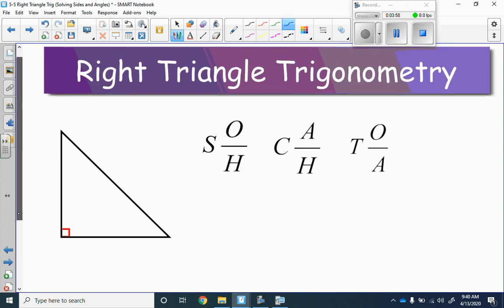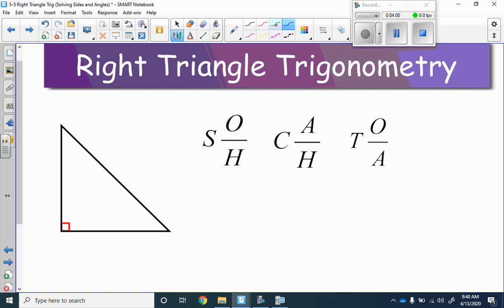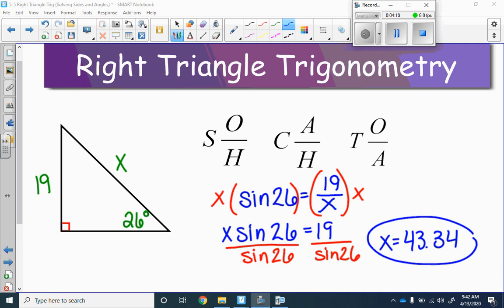Alright, so let's have you try one real quick. Let's put 26 degrees down here. And we're going to put an x here, and this side is 19. So why don't you go ahead and solve for x. Alright, so 43.34, using sine for this problem, the opposite and the hypotenuse, and making sure you're multiplying both sides by x.